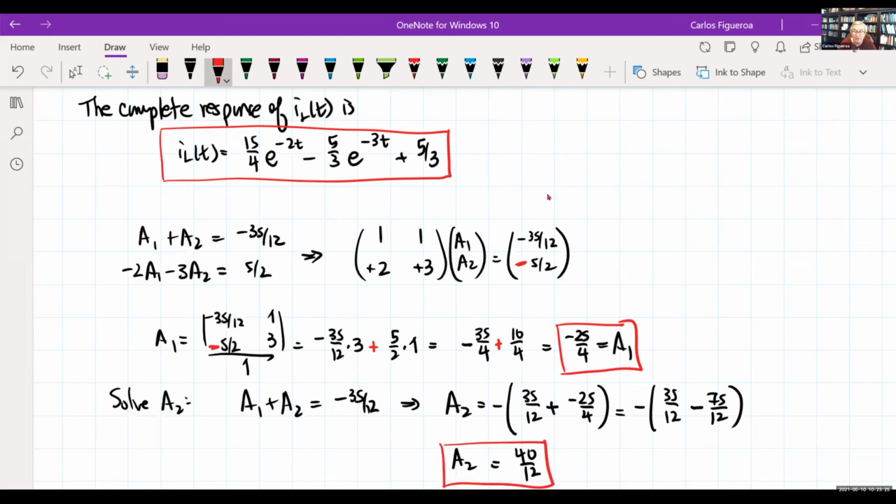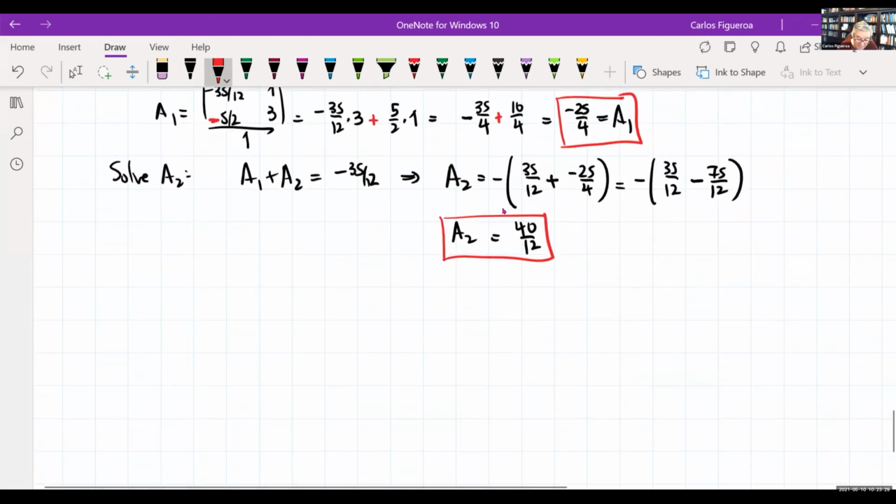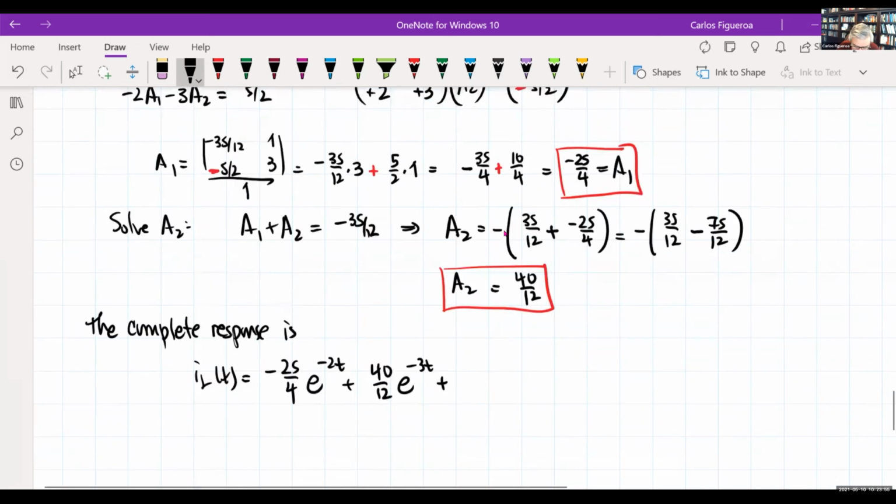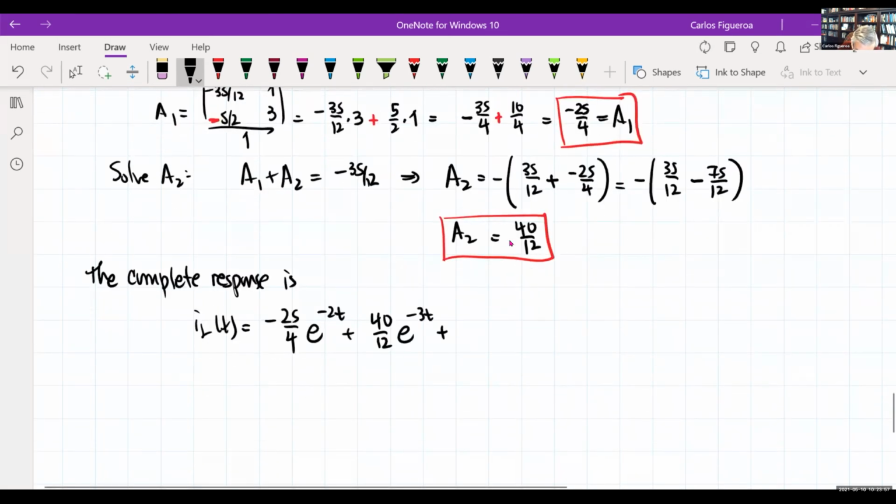So now I have A1 and A2, assuming no more algebra errors. So that means the complete response is then going to be IL of t. This should be minus 25/4 e to the minus 2t plus 40/12 e to the minus 3t. And then that other constant, what is that other constant? It is 5/3.